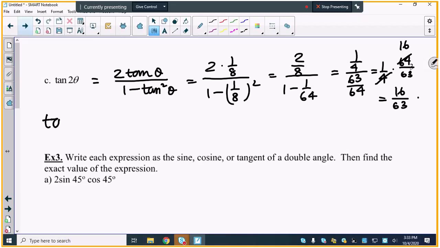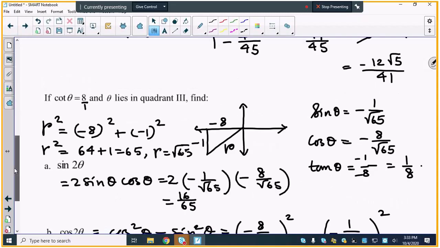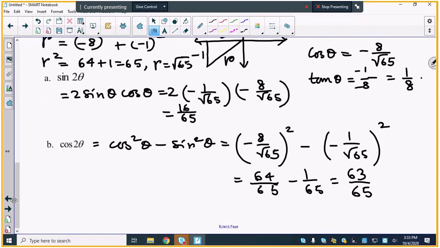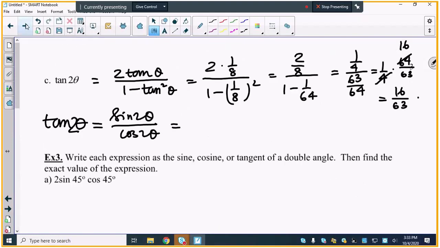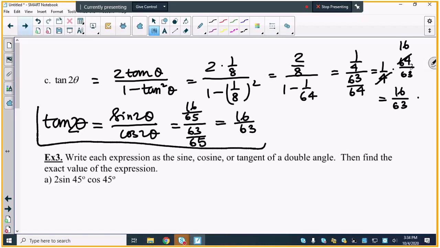At this point, I want to notice one other thing. So I wanted to know tangent of 2 theta. Remember, this is sine of 2 theta over cosine of 2 theta as well. So let's see how much is sine of 2 theta that we have found previously. We found sine of 2 theta as 16 over 65 and cosine of 2 theta is 63 over 65. So I will say 16 over 65 divided by 63 over 65. Again, you can cancel the two 65s from the bottom and get 16 over 63. So this is one other way. Instead of using the double angle formula for tangent, you can find it just using sine and cosine and the ratio.